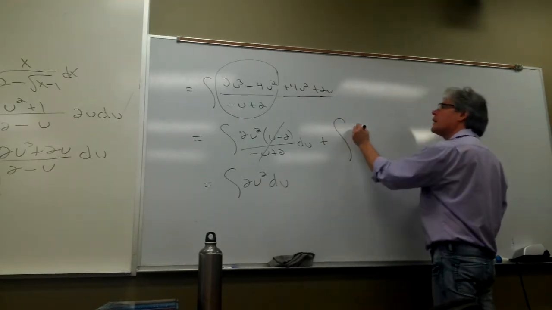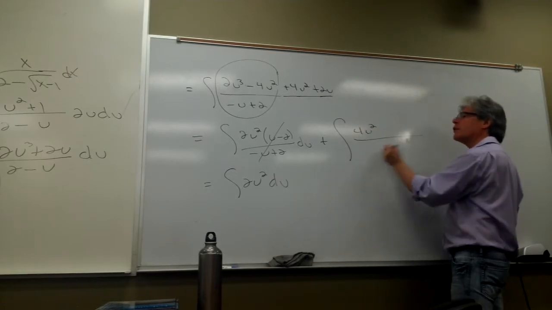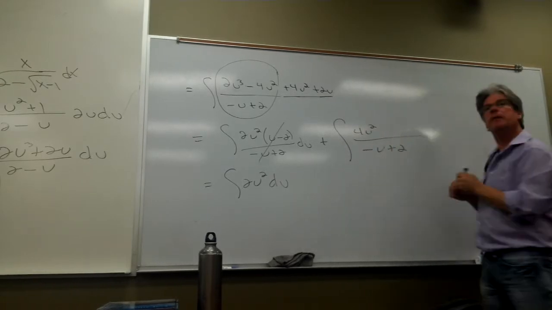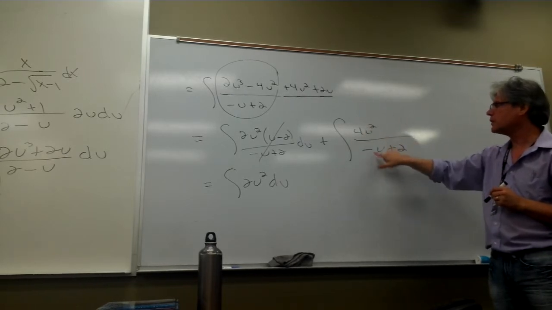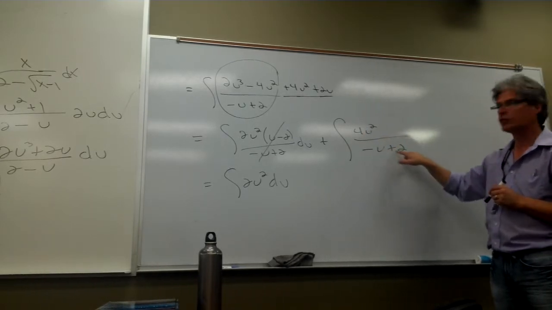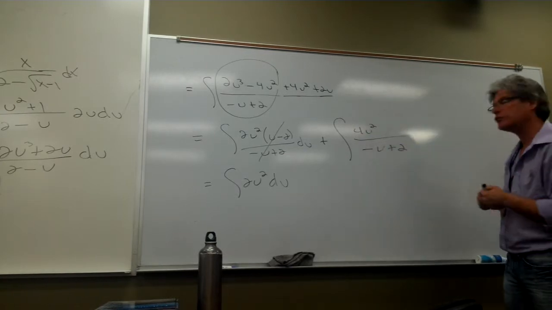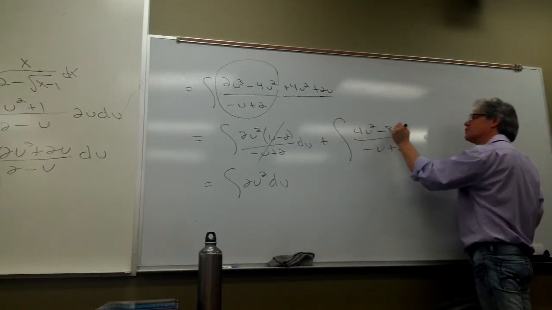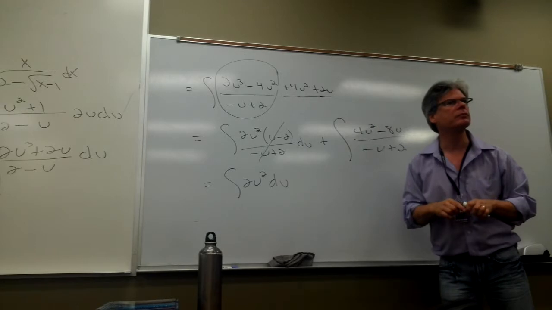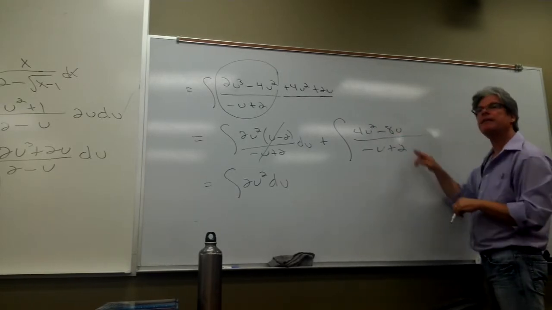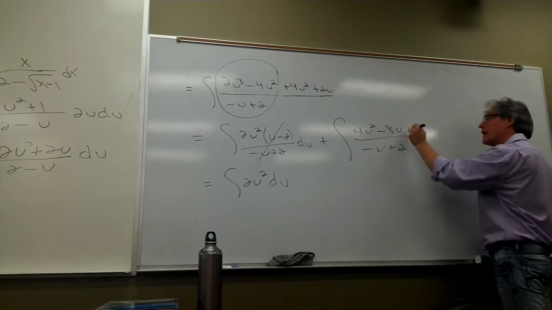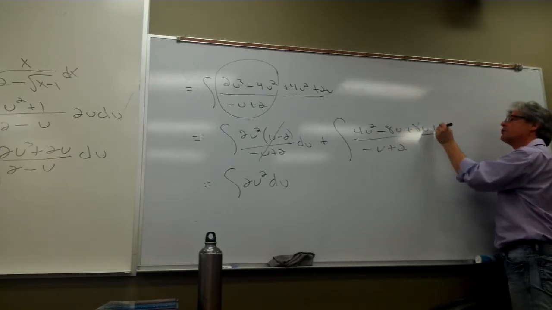What's left over? I've got a 4u squared plus something over negative u plus 2. Let's take a peek. I want the coefficient of the next lower power of u to be twice this coefficient, with a sign change. That'd be a minus 8u. Oh, but I already had a plus 2u. So I added negative 8u. Since I added a negative 8u in there, I better add it back in, and I still got my 2u up there.